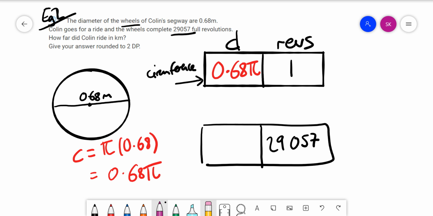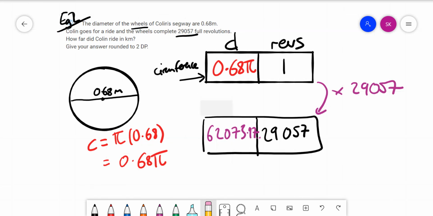So then to find how far he goes, we're going to find what goes in this box here. So the connection is 29,057. Definitely a calculator question. It's telling us to round to 2 decimal places. So 0.68 pi times 29057. And I get this number here, 62073.97 stuff, and then more stuff. And that's the number of meters.